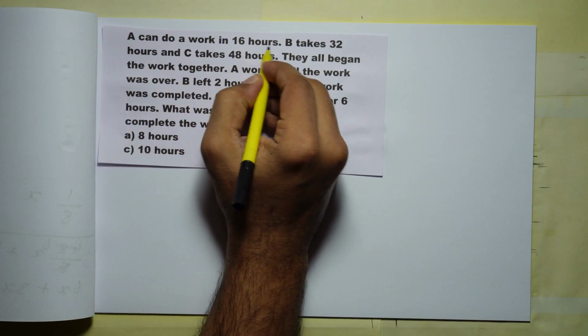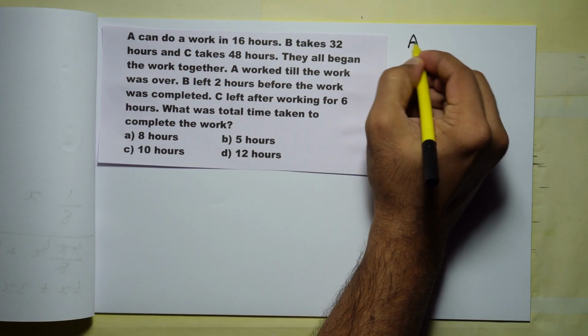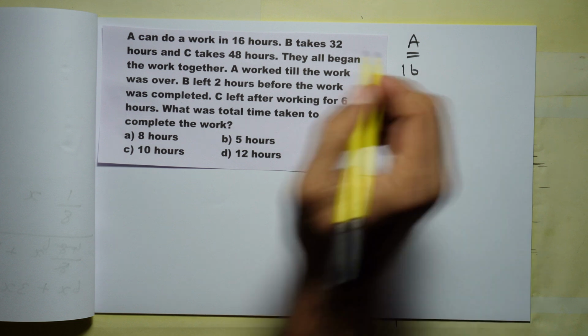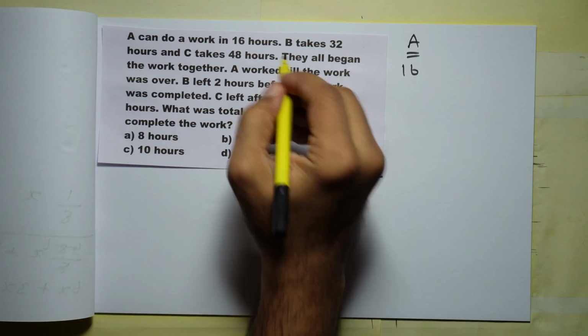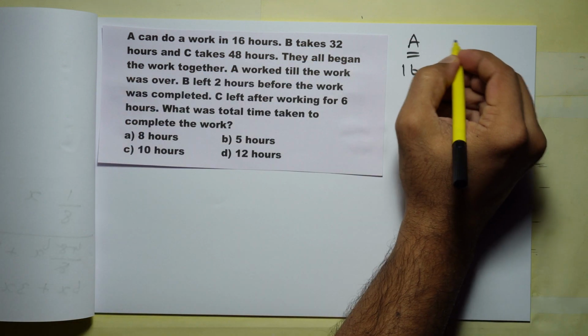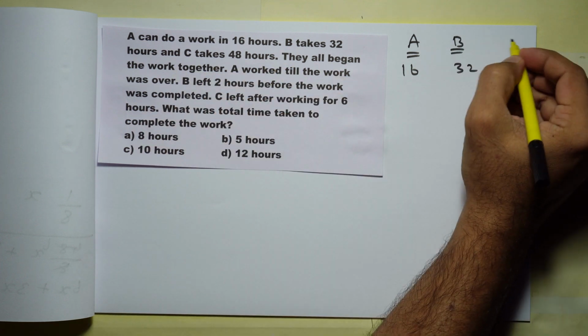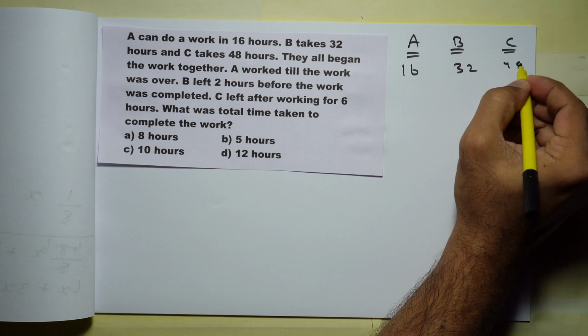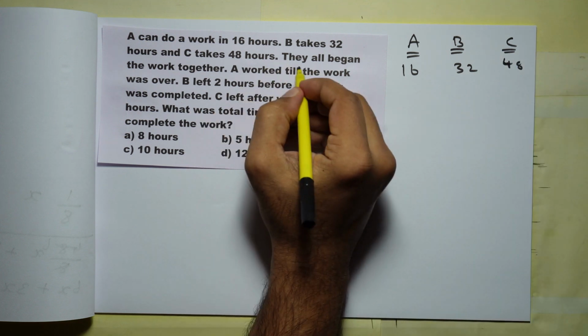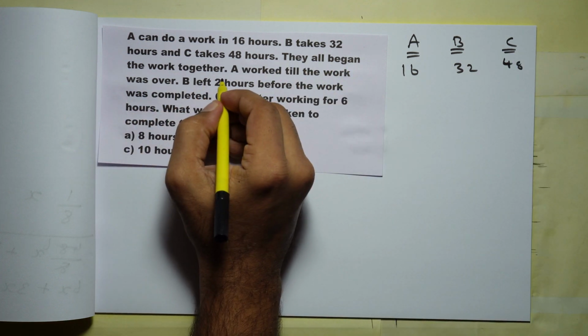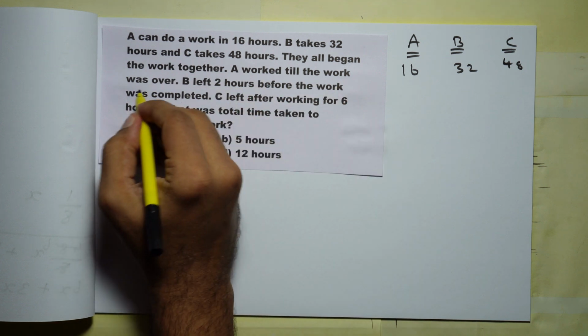A can do a work in 16 hours. So we'll just represent that data here. A can complete a work in 16 hours, B takes 32 hours, and C takes 48 hours. They all began the work together. A worked till the work was over.